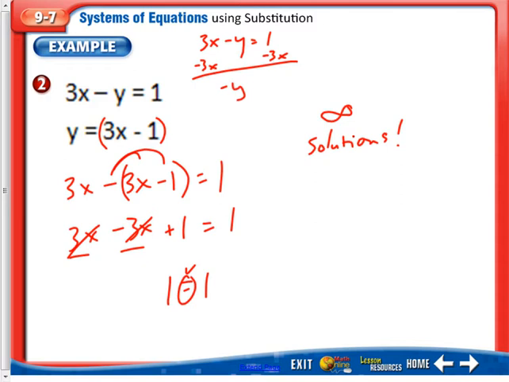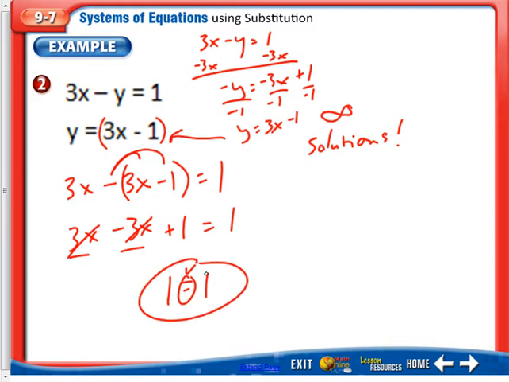So we're going to get negative y is equal to negative 3x plus 1. And then if we divide everything by negative 1, we're going to get y is equal to positive 3x minus 1. And so you take a look, y equals 3x minus 1, y equals 3x minus 1. They're the same equation. So if you ever solve this and you get 1 equals 1, that means that we have infinite solutions because these two things are the same line. Okay? So there are an infinite number of solutions.